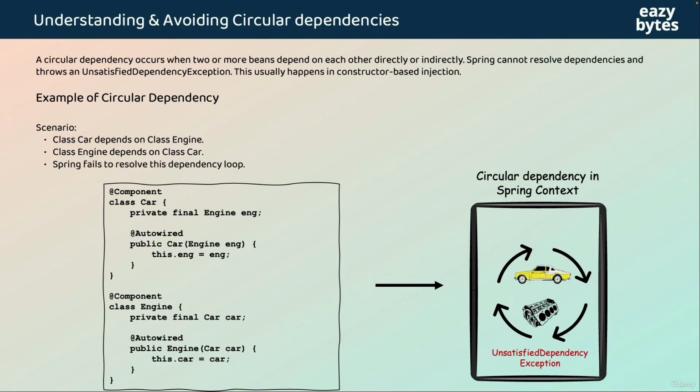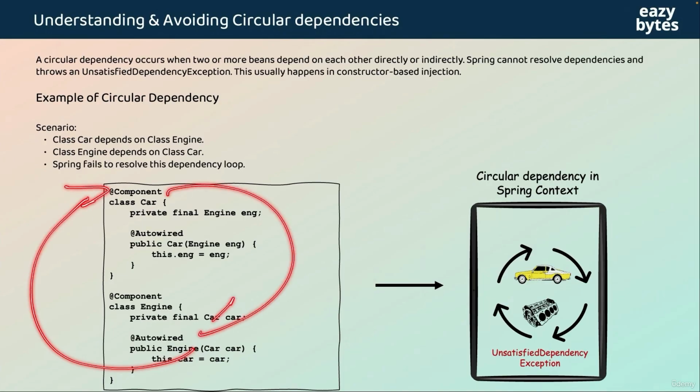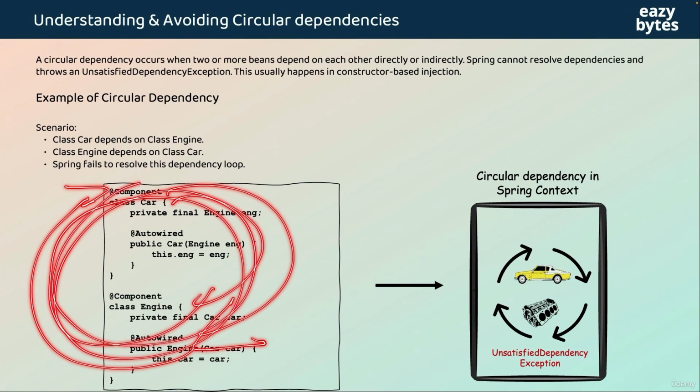The Spring IOC container will go to the engine bean, and inside the engine bean, while it is trying to create the bean of engine, it saw that this engine has a dependency on the car bean. So it will go and try to create the car bean. So this kind of circular movement is always going to happen continuously like a loop.